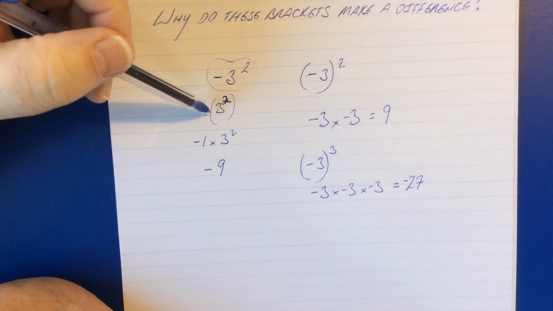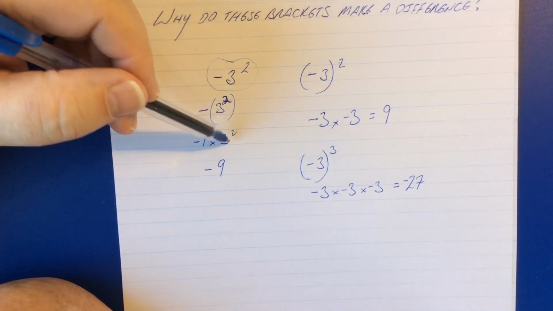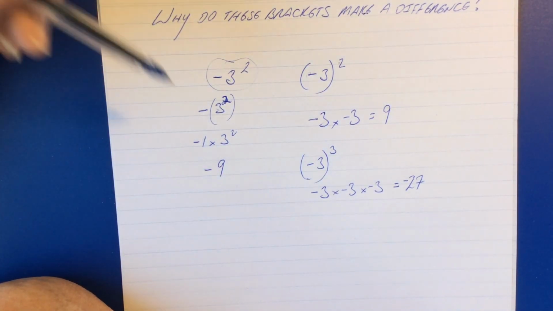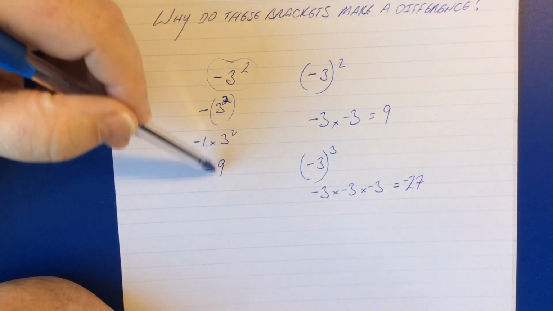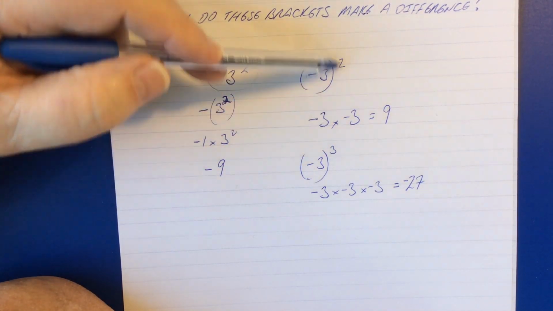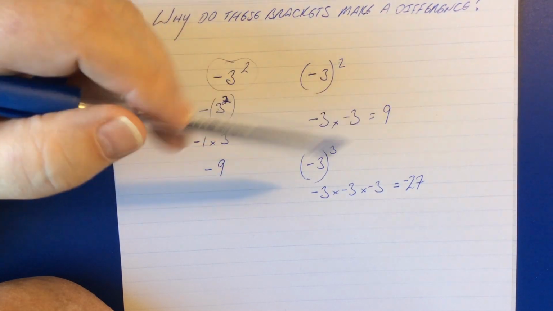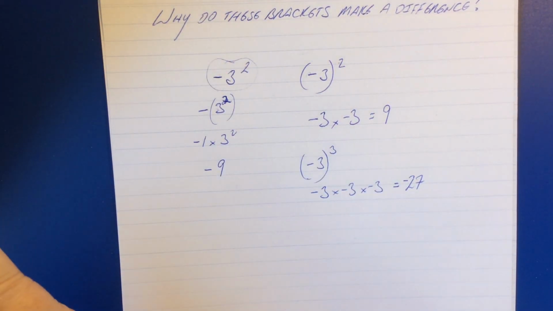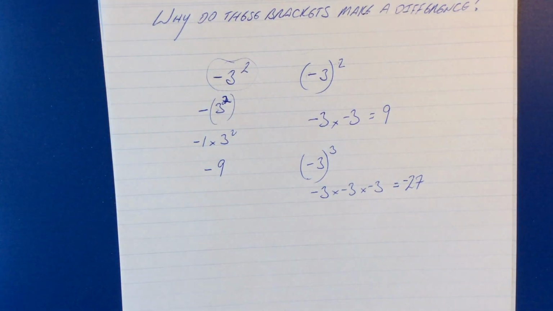Now, if you make this to the power of 3 or the power of 5, you're still going to get a negative because of this setup here. But as I say, with this, it varies. If it's an even power, you get a positive. If it's an odd power, you get a negative. Now, I hope this was useful. I hope it cleared up some misunderstandings.